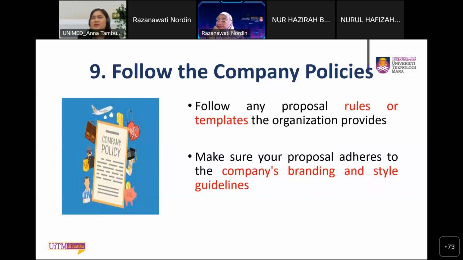Sometimes when we write page after page in a thick one, the stakeholders may get bored reading it, because you're not going to the point. Of course, it will make the stakeholders think twice about your proposal. So you have to ensure that your proposal aligns with the company's branding and style guidelines. Now, the next one is this one.